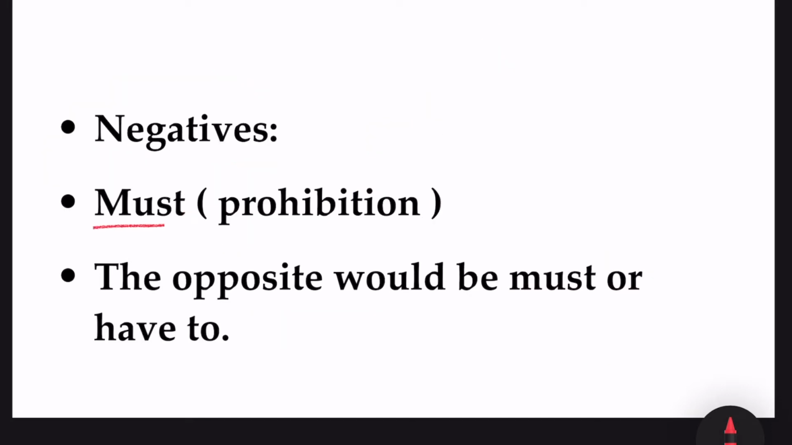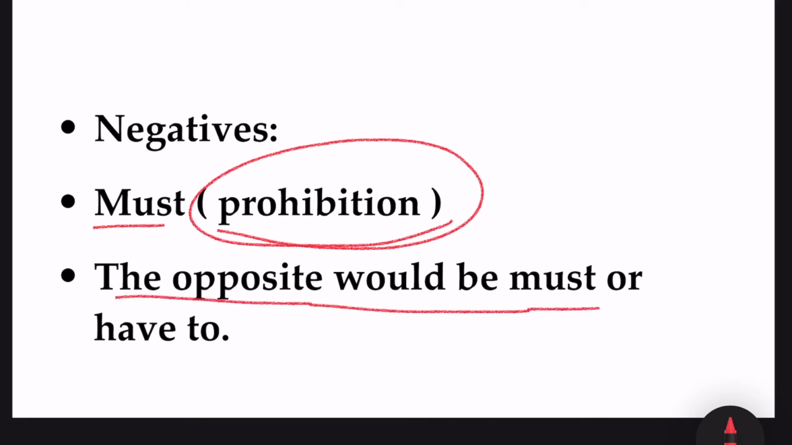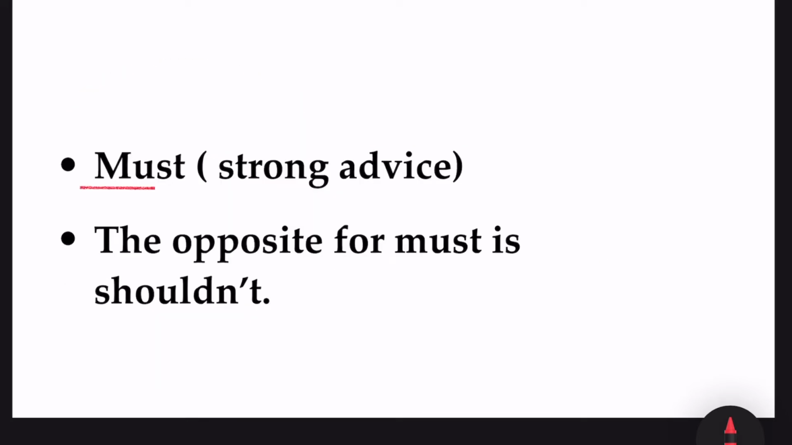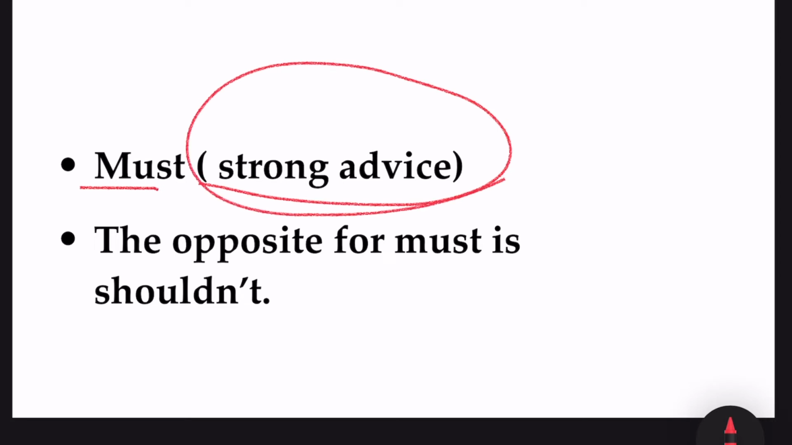Here, must is used to express prohibition. The opposite would be must or have to. For expressing prohibition, you can use must or have to form a negative statement. And here, must is used to express strong advice. The opposite for must is shouldn't.